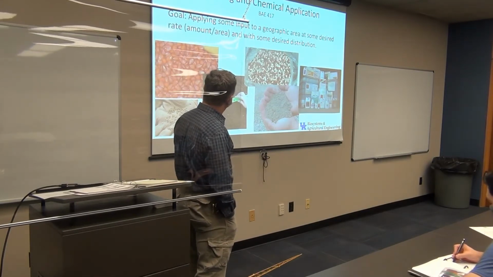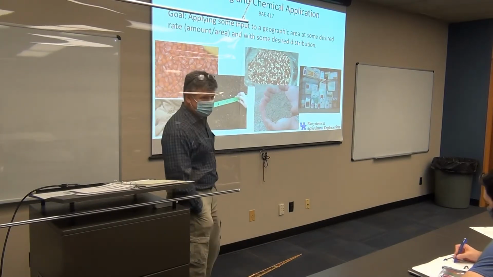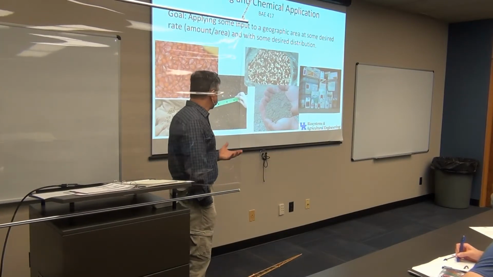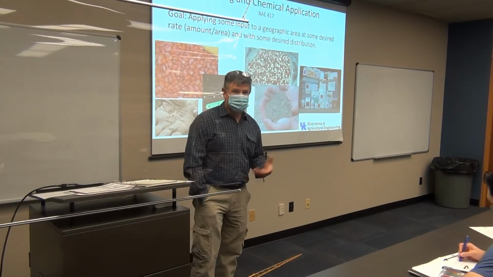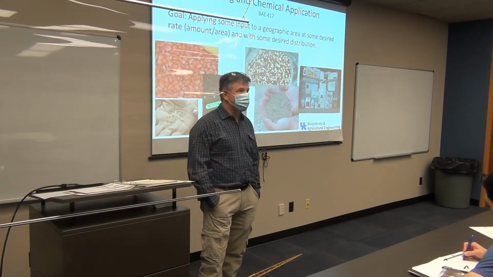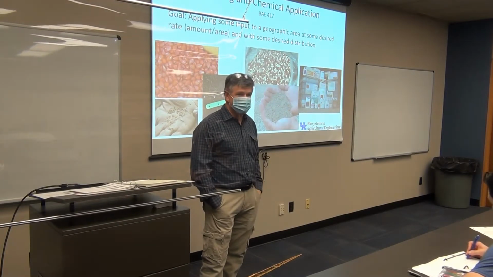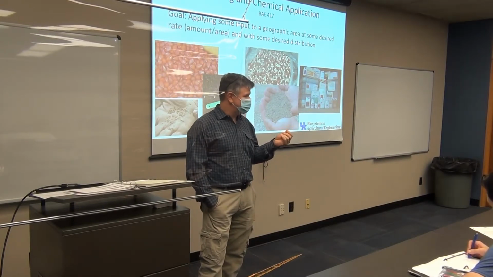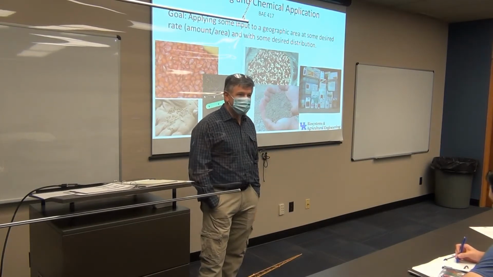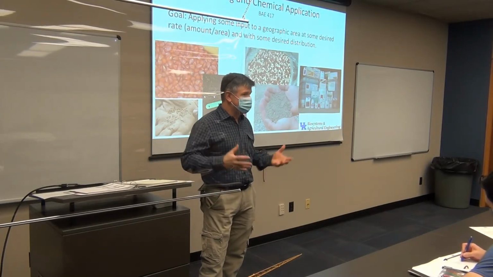The goal is to apply some input to a geographic area at some desired rate, so there's a certain amount that I want to put on. It could be gallons per acre, it could be seeds per acre, or for some of the protection chemicals that we use, it's on the order of fluid ounces or milliliters per acre. Sometimes these are very, very potent chemicals that we're spreading across a field, and we have to dilute them and get them spread to the right amount.